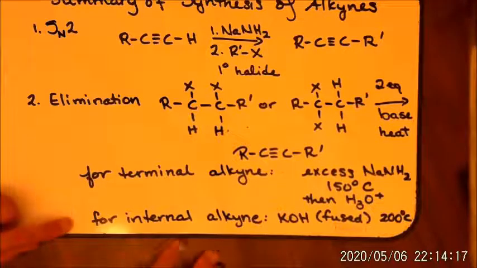Okay. If you want your alkyne to be an internal alkyne, then you would use preferably potassium hydroxide fused, which means just pure melted potassium hydroxide. And that occurs around 200 degrees Celsius.